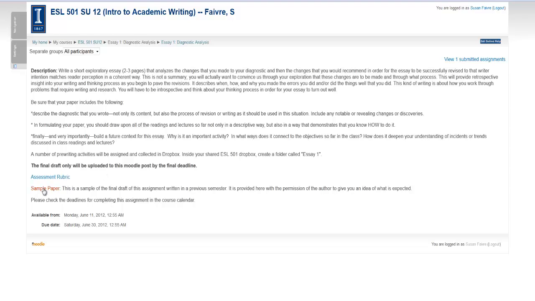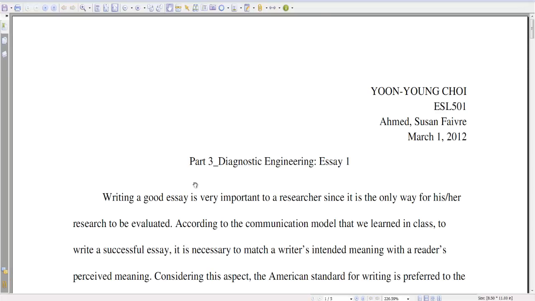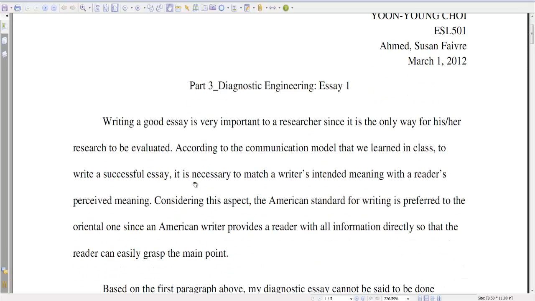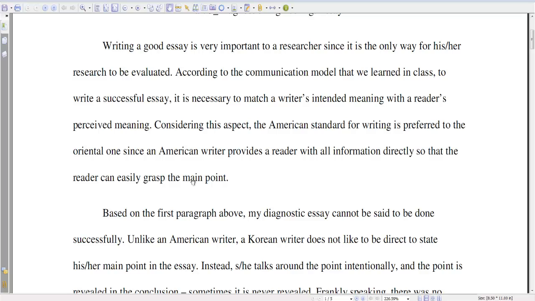Okay, so we have provided a sample paper for you here, and when you look at the sample paper, I hope it's very helpful, but you need to be careful, because this is just one of many sample essays, and it just gives you an idea of what a student has done in response to this. So it doesn't mean that it's the best way or the only way to do it. But I'm going to point out a few things here to give you an idea of what we're really looking for in this essay assignment.